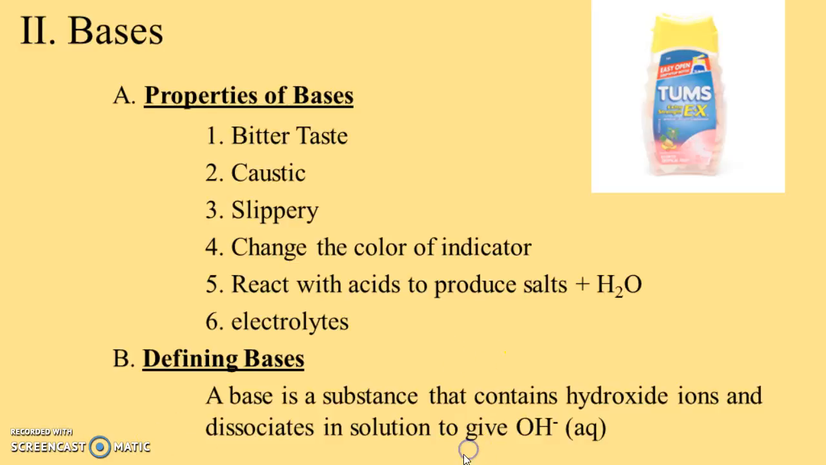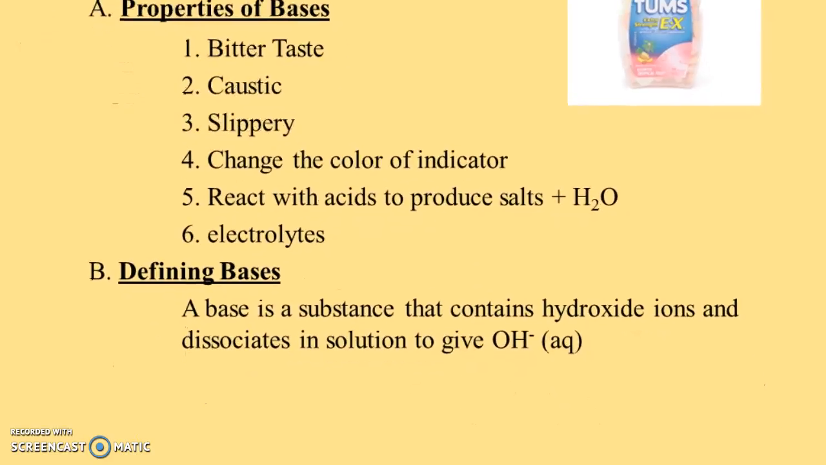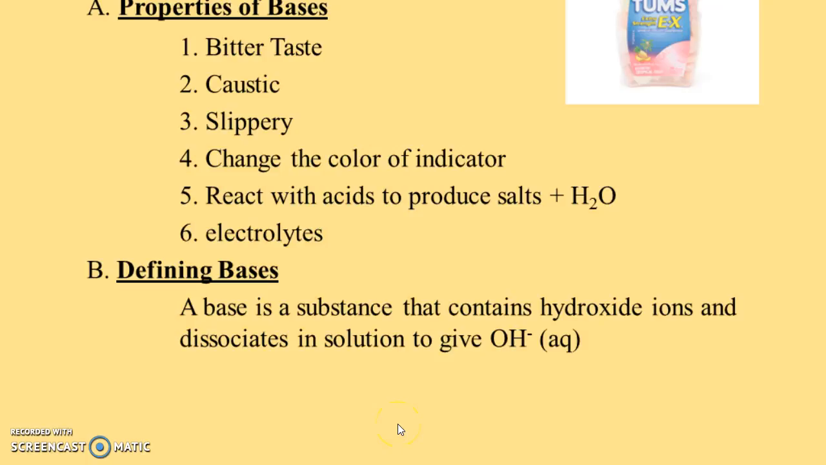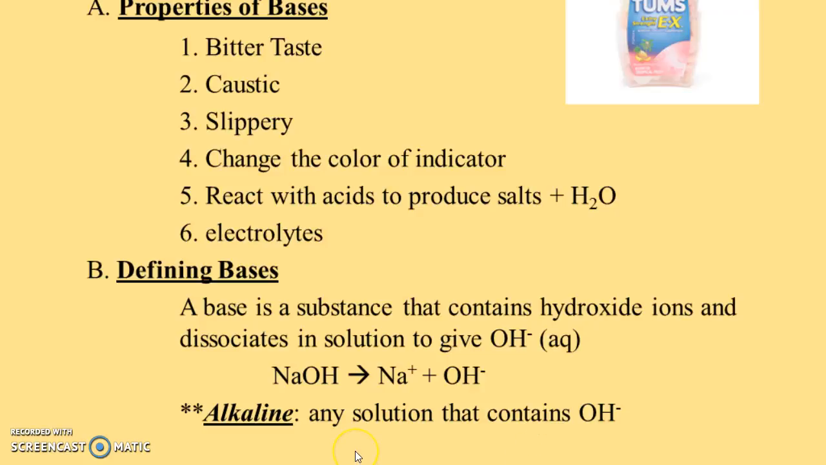And let's talk about their definition. So a base is a substance that contains hydroxide ions and dissociates in solution to give hydroxide ions. So it doesn't always, like sodium hydroxide is a base, it's got hydroxide in it. Otherwise it can dissociate to form hydroxide. So this is sodium, hydroxide is the polyatomic. When it dissolves in water, they break into their ions and we get hydroxide ions in solution. Another word for bases is alkaline. So we say it's acidic or it's alkaline, which just means that it contains hydroxide, right?